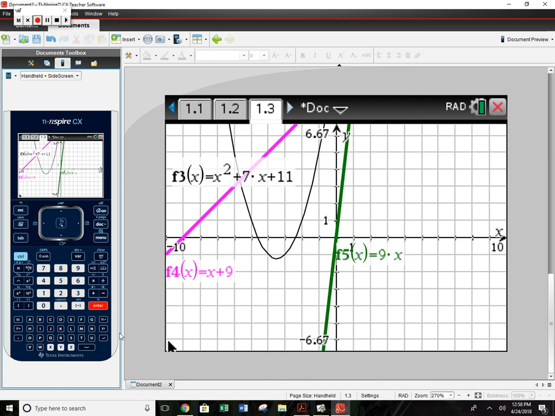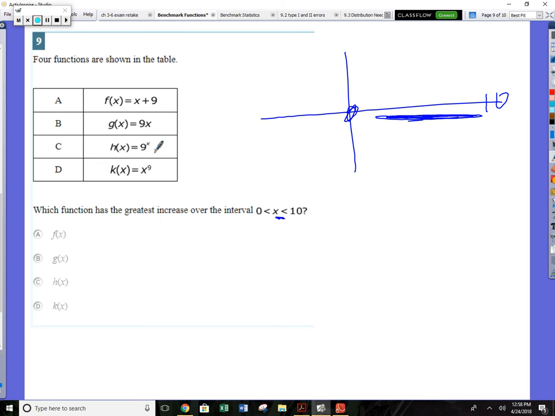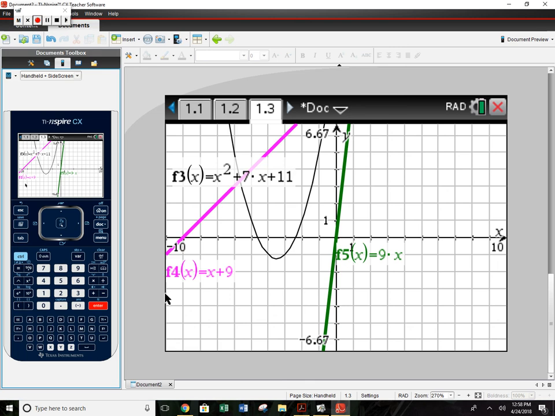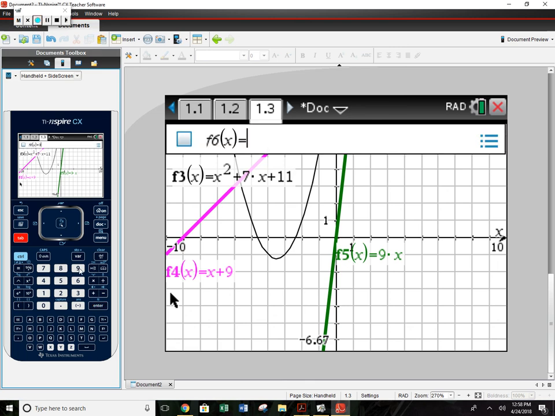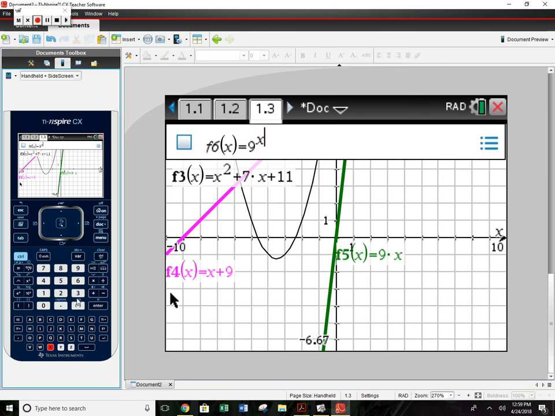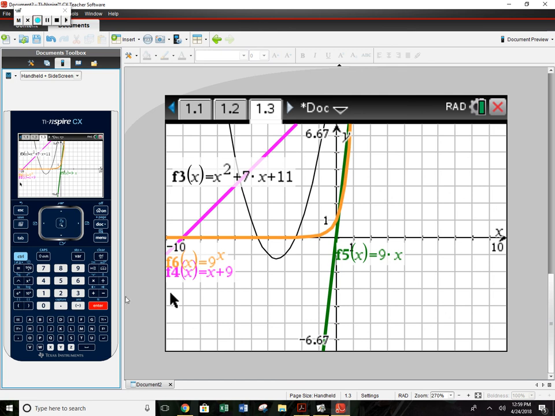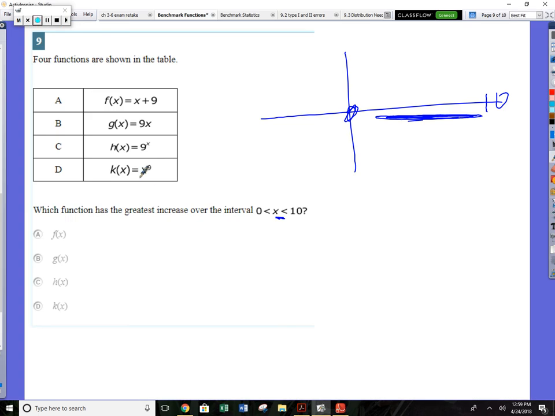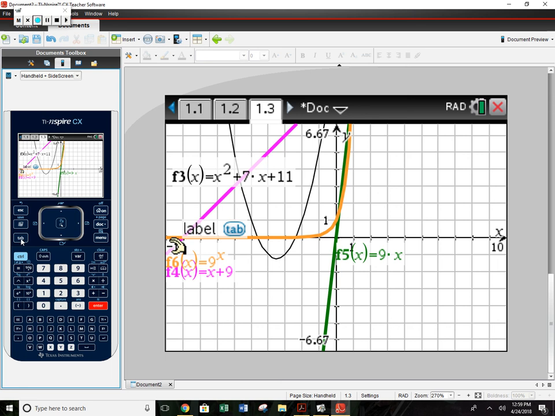Then the third one, you've got to go 9 to the x. So this guy right here, hit tab again, go 9. Okay, the exponent, hit this caret, left of 4, hit that little caret, 9 raised to the x, hit enter. And then the last one, what is the last one? X raised to the 9. Okay, hit tab again, and then you're gonna go x raised to the 9th power, hit that, ching.